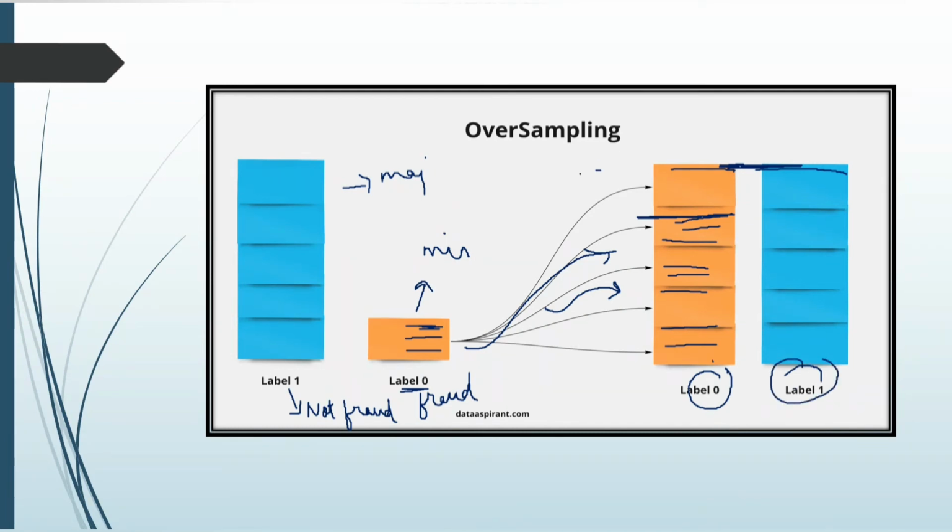This is how oversampling works. We randomly pick any observation, generate duplicate data, and repeat this process of selecting random observations till the number of observations of this class and the majority class are equal.